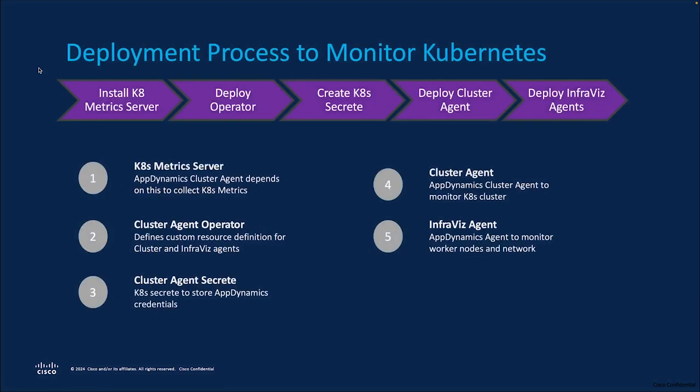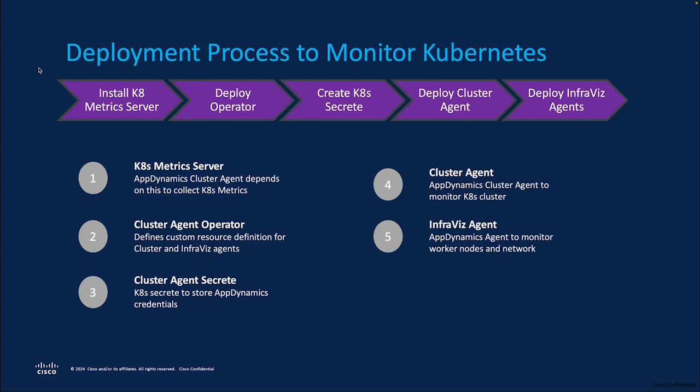Here are the steps that we're going to go through for the deployment process. First, we're going to install the metrics server. That's a Kubernetes component. Next, we're going to install the AppDynamics cluster agent operator. What this does is it defines custom resource definitions in the cluster that the cluster agent and the InfraViz agent will use. We'll next create a secret. This is going to be the access key into the controller for credentials and for the agent to be able to send data into the AppDynamics controller.